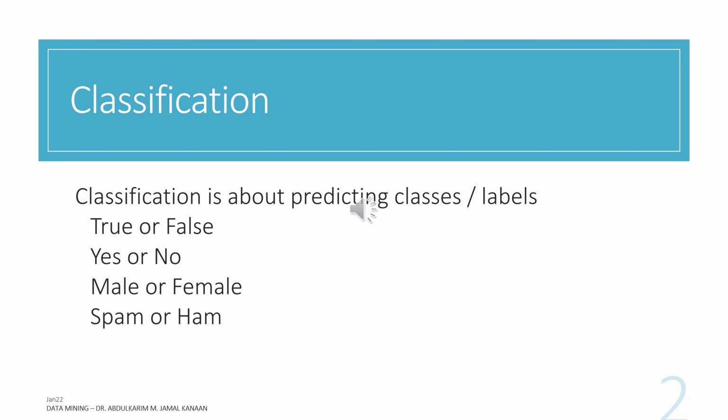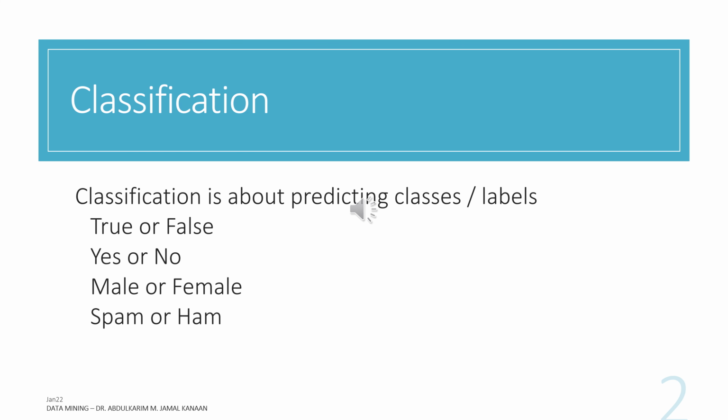For example, you are trying to predict whether the answer is true or false, yes or no, whether the gender is male or female, the email is spam or ham. So as you see, you have classes, you have labels, and you are trying to figure out or to predict what is the output for such a problem.